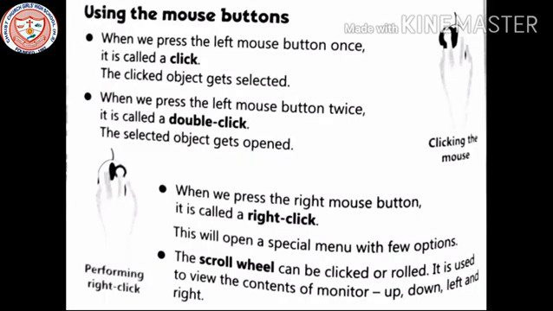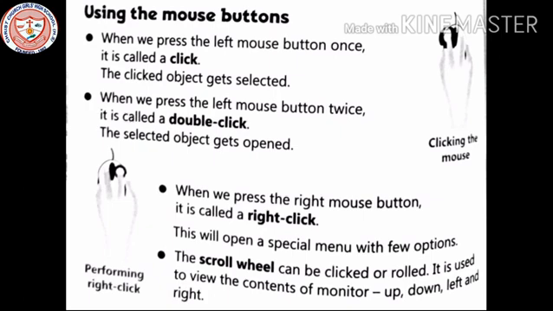Now you have learned how to hold a mouse. Now we will learn how to use a mouse. Using a mouse is also very necessary to learn. See the very first point. When we press the left mouse button once, it is called a click. So what is a click? When you press the left mouse button with your index finger once, it is called a click.